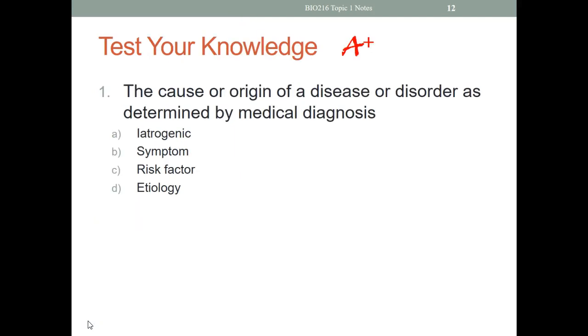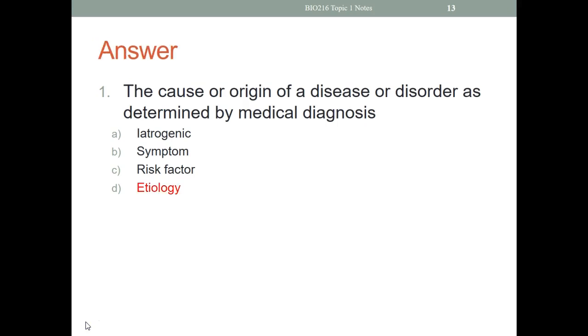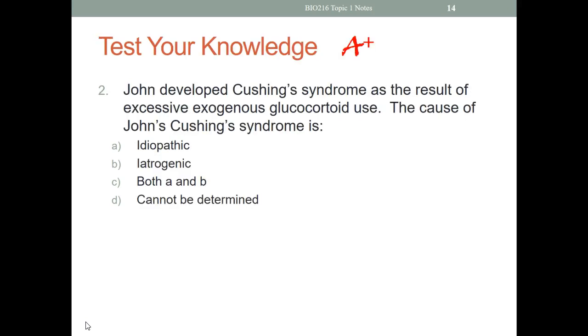And then sometimes I'll have some test your knowledge questions. This one, the cause or origin of a disease or disorder as determined by medical diagnosis. Take a minute and try and determine the answer. Okay, and the answer is etiology. Okay, next test your knowledge question.